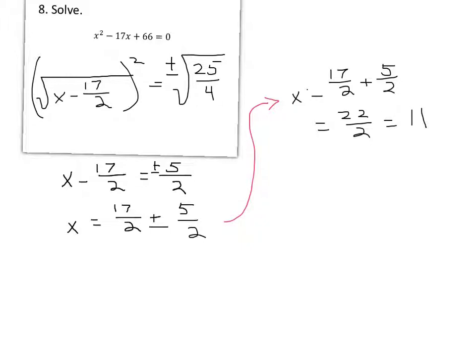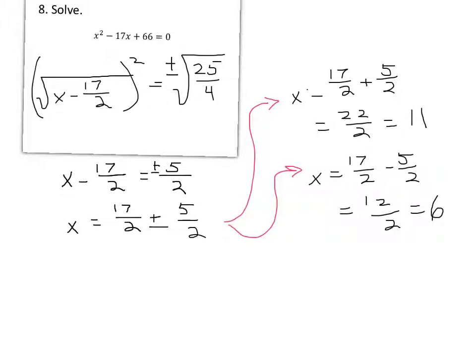And the second one is x equals 17 halves minus 5 halves, which is 12 halves, which is 6. So the solution set is 6 and 11. You can go back and check that by plugging each of them into the original equation, or you could have solved this using the quadratic equation.